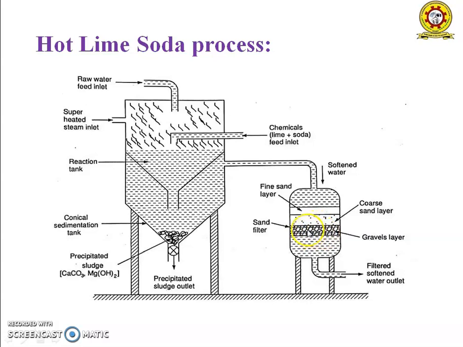In the gravel layers there is a minor spacing. The water passes through this minor spacing and the filtered softened water outlet is collected here. And in this reaction tank we add the reactors lime and soda. By using lime and soda, we will get the precipitated sludge like calcium carbonate and magnesium hydroxide. This is the hot lime process.